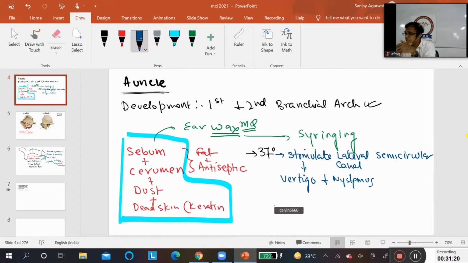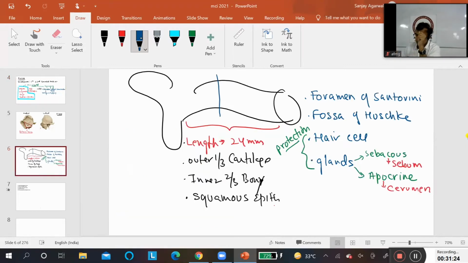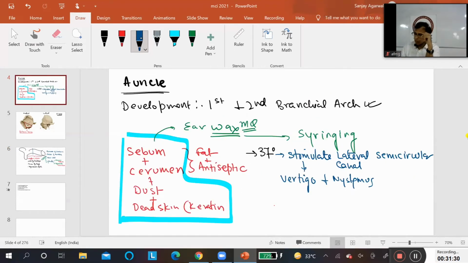The second thing you have to keep in mind is the canal. What is the shape of the canal? Look at the shape of the canal. It is S-like this. So to make the canal straight, how do you do it? You have to pull the pinna in its direction. The pinna is pulled upwards, backwards, and outward. So this is another very, very important MCQ.